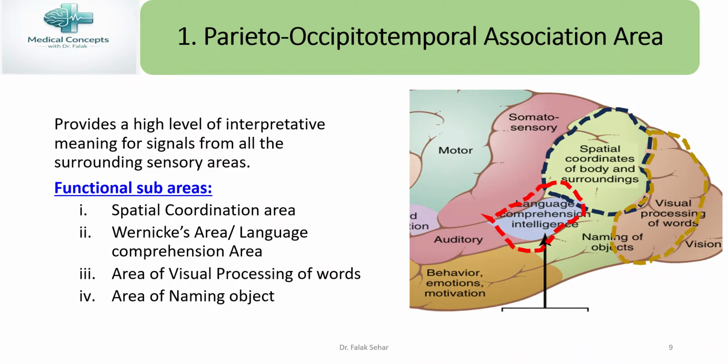Another area processes the visual forms of words, allowing us to read. And finally, the naming area helps us to identify and name the object. So overall, this region is essential for understanding, interpreting, and making sense of sensory information.